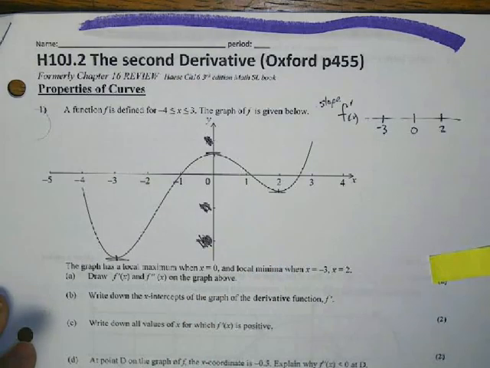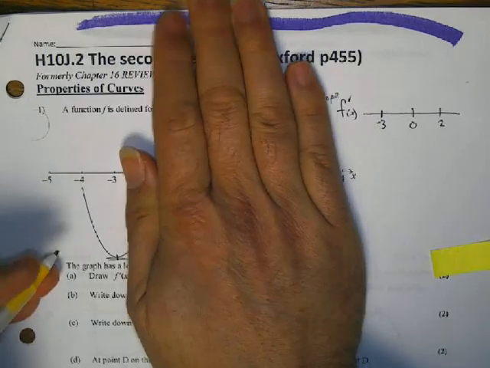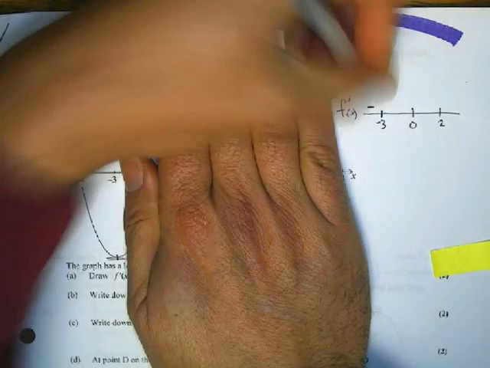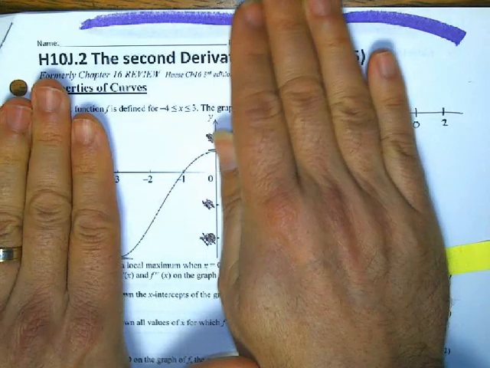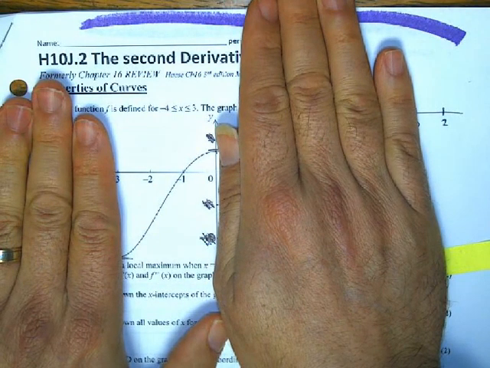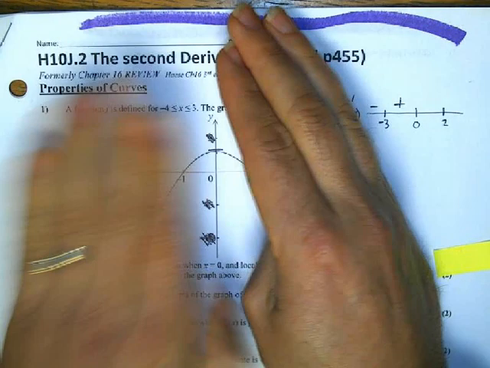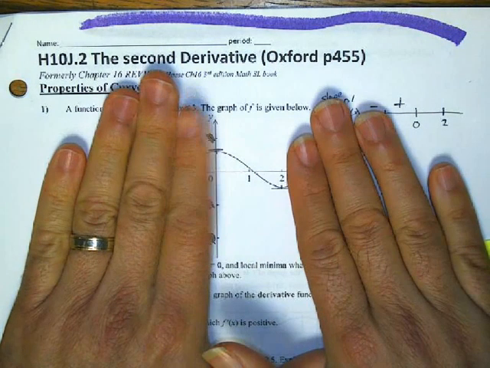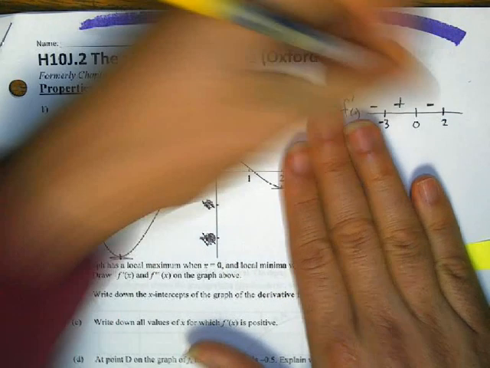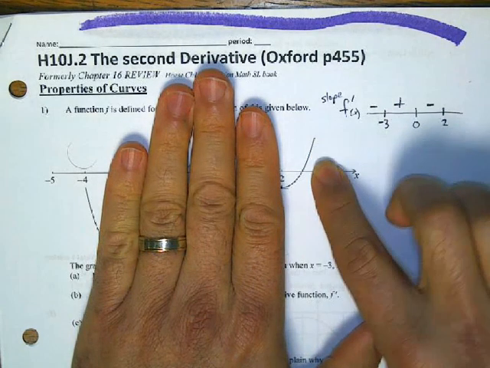Okay, so for values less than -3, you can see it's going down. We have a negative slope. For slopes between -3 and 0, we know it's going up. So my slope is positive. And then between 0 and 2, we have a negative slope, so it's going down. And then greater than 2, the slope is going up.